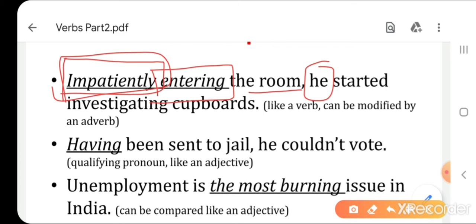Now, the next example is, having been sent to jail, he couldn't vote. Now, here, having been sent to jail is qualifying a pronoun, because it is telling more information. These are also called participle phrases. So here, he couldn't vote, having been sent to jail. From having till jail, it is a participle phrase. As it is telling more information about the pronoun he, it works as an adjective. And have is a main verb, so it is a verbal adjective, that means a participle.